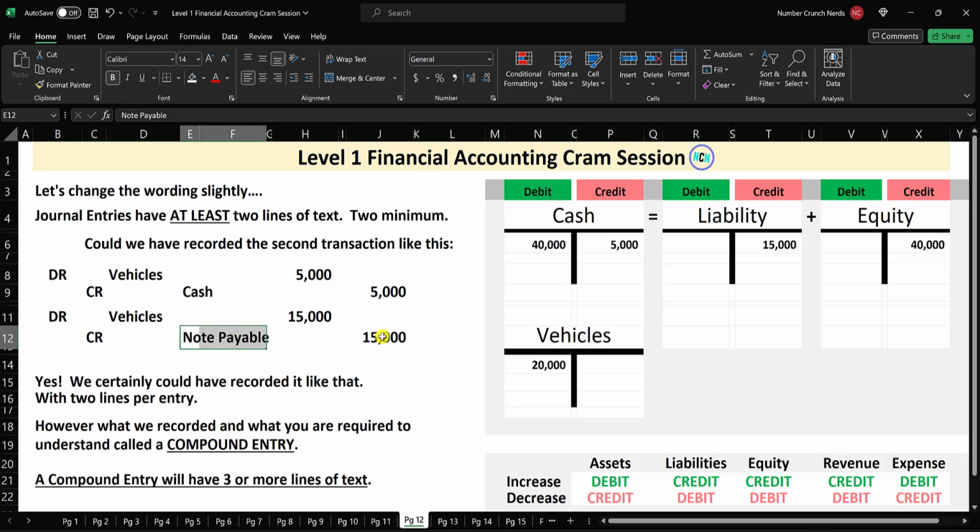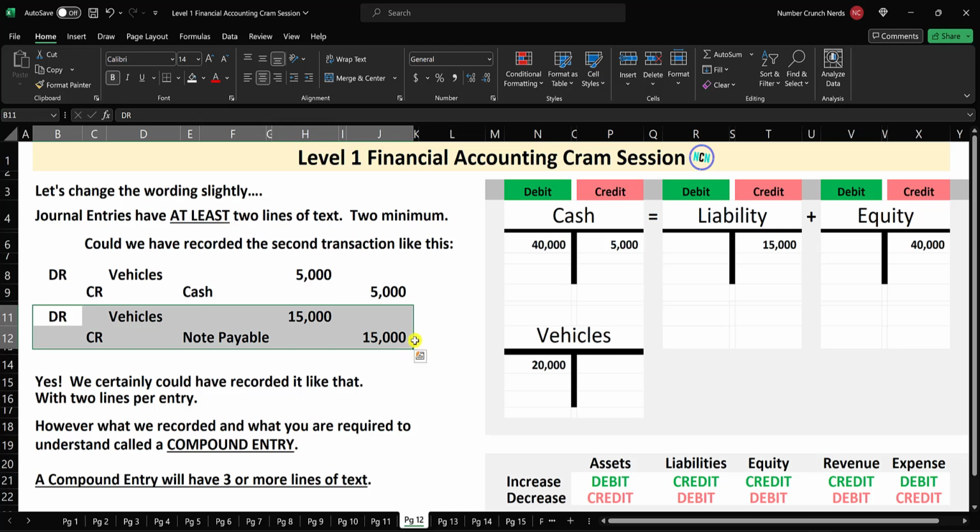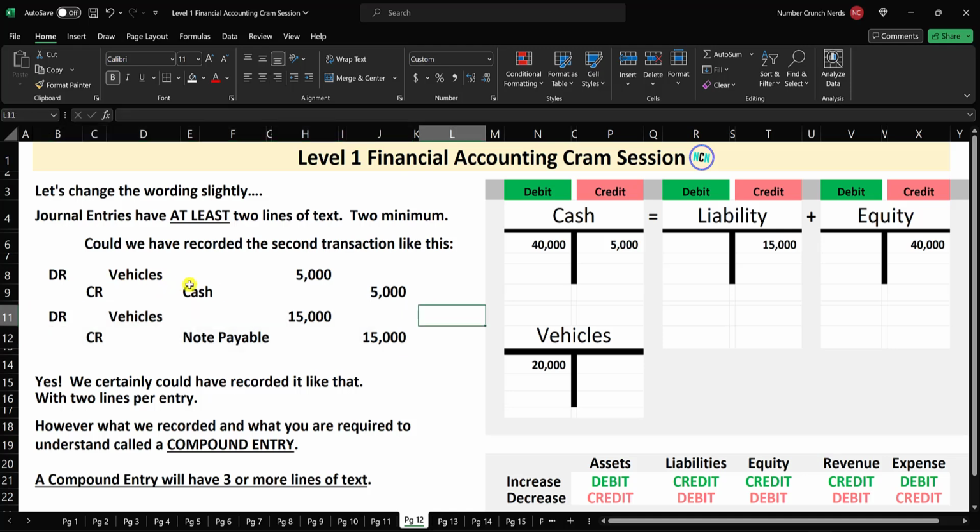Liabilities increase with a credit, and credit liability. We could have separated it out into one and then two different entries. There are still two sides to this transaction, what you got and what you paid. In this example, she happened to have paid in two different ways, partially in cash, partially in note payable.